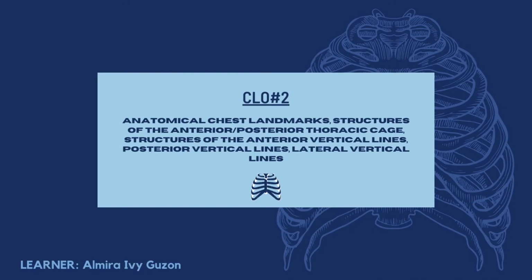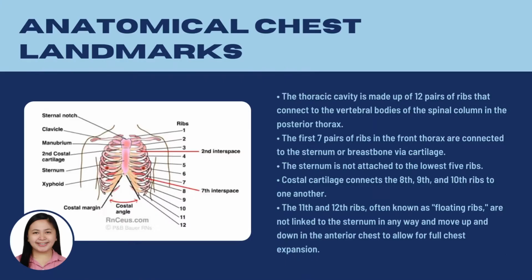CLO number 2. Identify anatomical chest landmarks, structures of the anterior or posterior thoracic cage, structures of the anterior vertical lines, posterior vertical lines, and lateral vertical lines. Anatomical chest landmarks. The thoracic cavity is made up of 12 pairs of ribs that connect to the vertebral bodies of the spinal column and the posterior thorax.